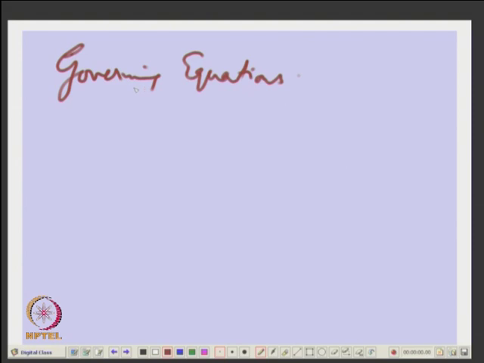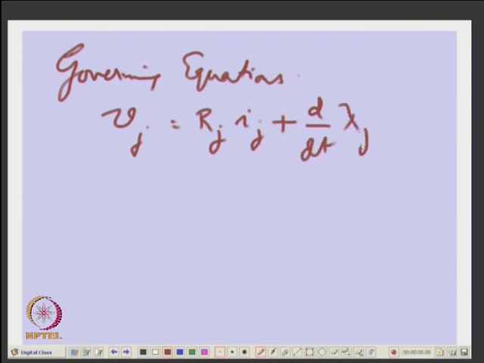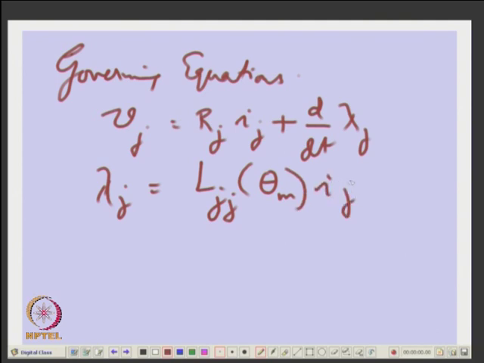What are the governing equations? You have any coil, the jth coil will be Vj equal to Rj Ij plus d by dt of lambda j, is it not? Okay. And what is lambda j? It will be equal to its self inductance, which is a function of theta, into Ij.